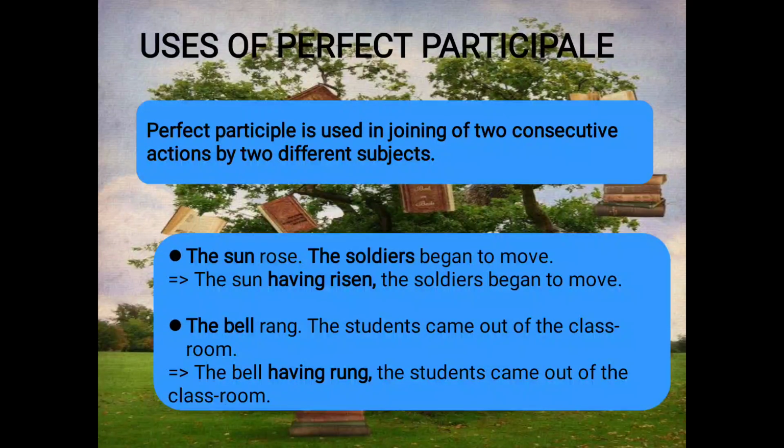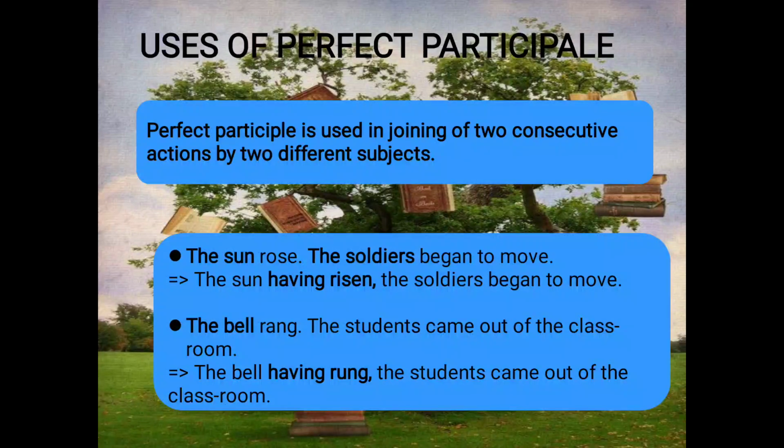Uses of perfect participle. Perfect participle is used in joining two consecutive actions by two different subjects. First, the sun rose. The soldiers began to move. The sun having risen, the soldiers began to move.